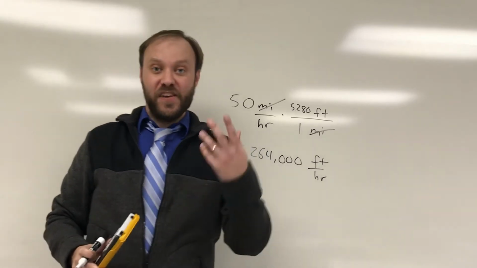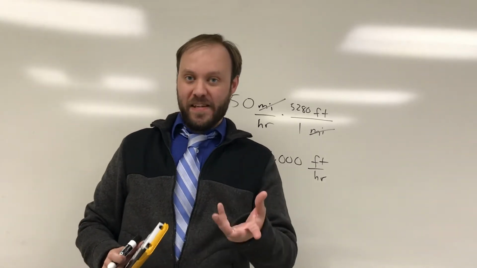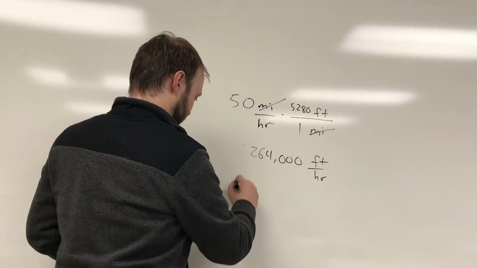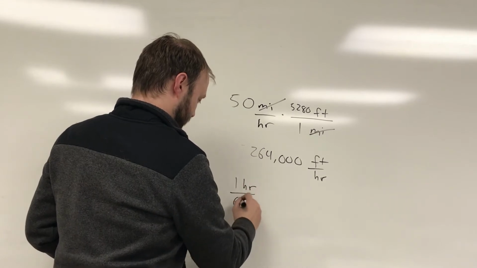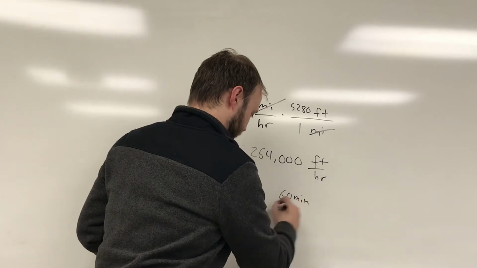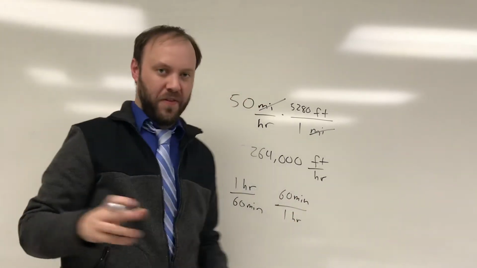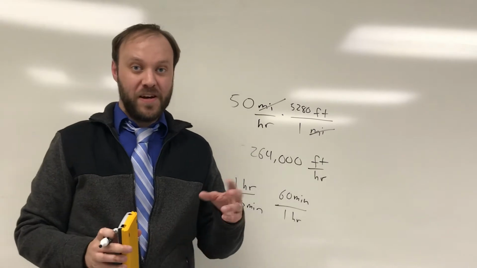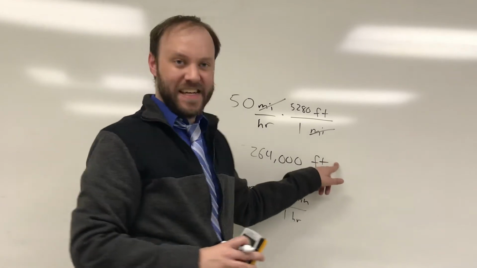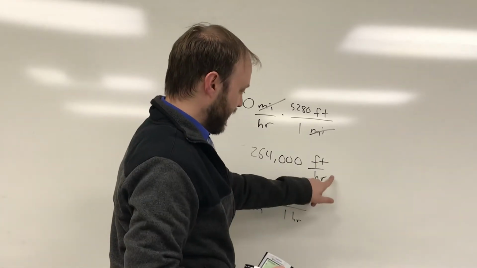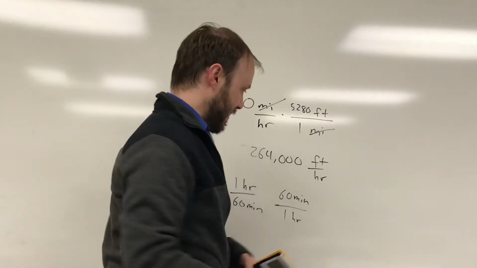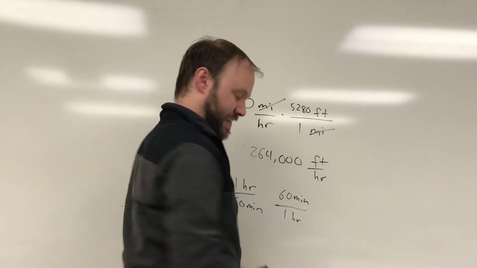Now, let's say you wanted feet per minute, okay? I can make ratios either way. I know that 1 hour could be compared to 60 minutes, okay? Or I know that 60 minutes could be compared to 1 hour, okay? Both of those are acceptable ratios. The question is, which ratio do I want? Well, if I want feet per minute, that means that I want to have minutes down here in the bottom, okay? And that means that I want to get rid of the hours in the bottom, okay?